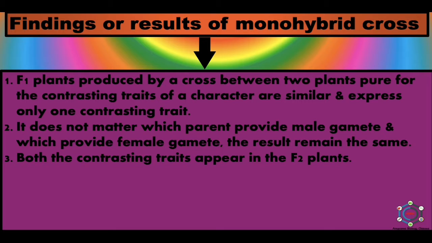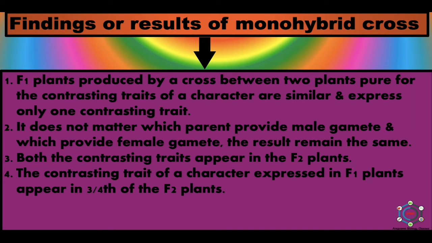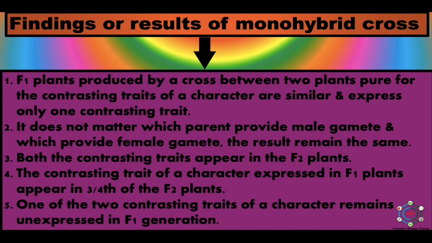Both the contrasting traits appear in the F2 plants. The contrasting trait of a character expressed in F1 plants appears in 3/4 of the F2 plants. One of the 2 contrasting traits of a character remains unexpressed in the F1 generation.